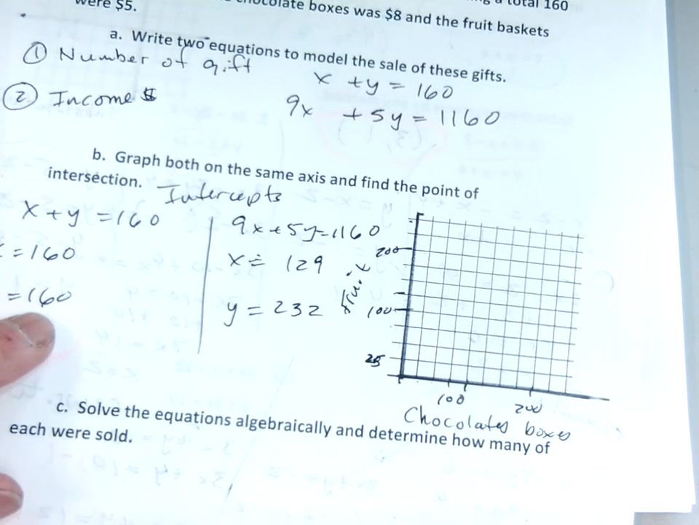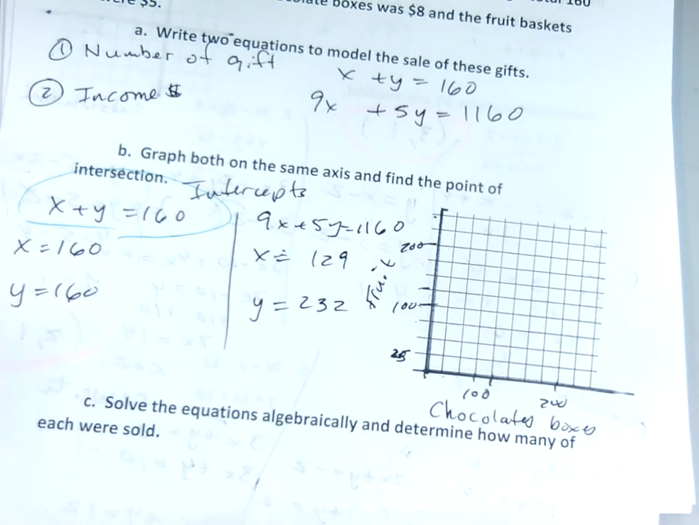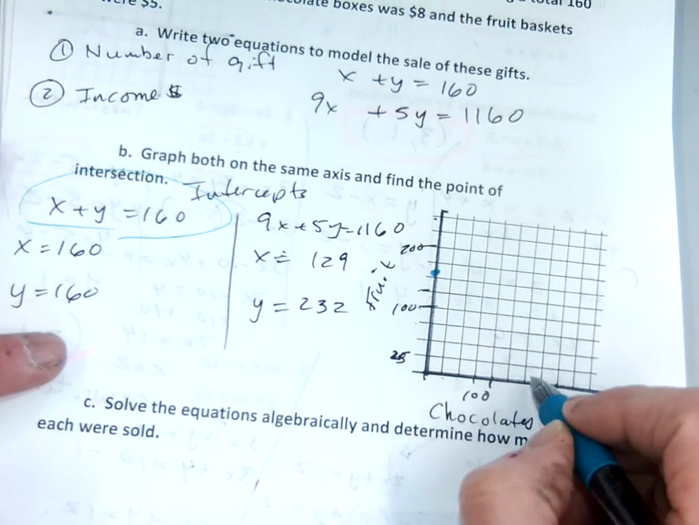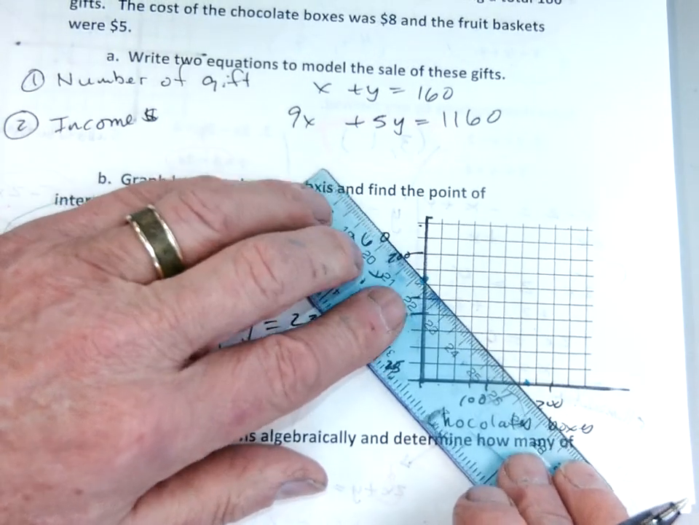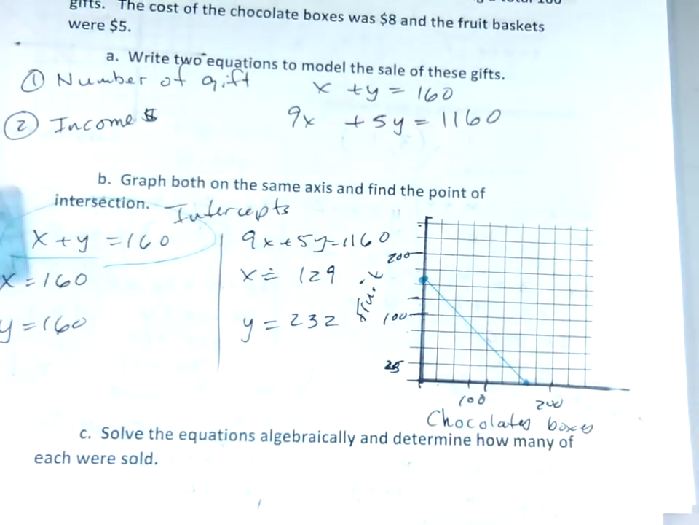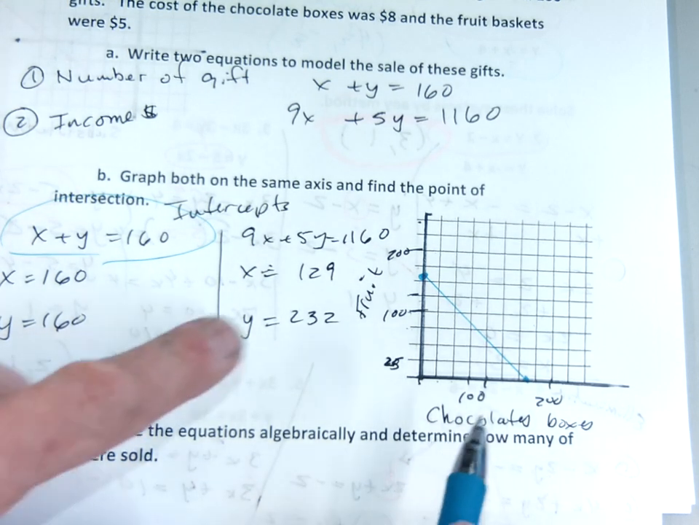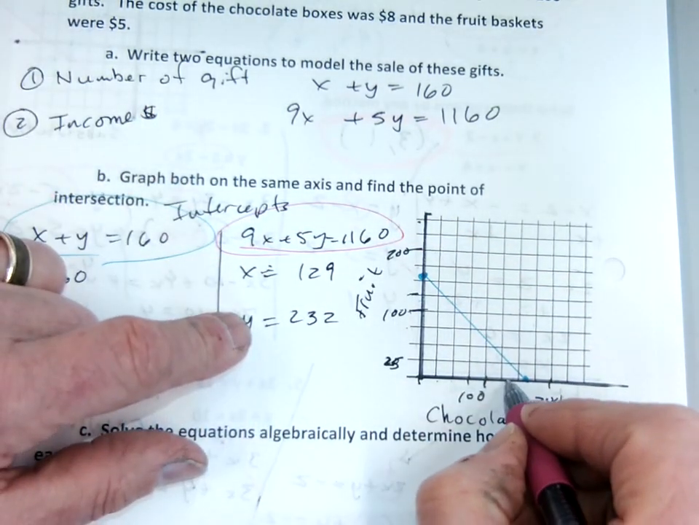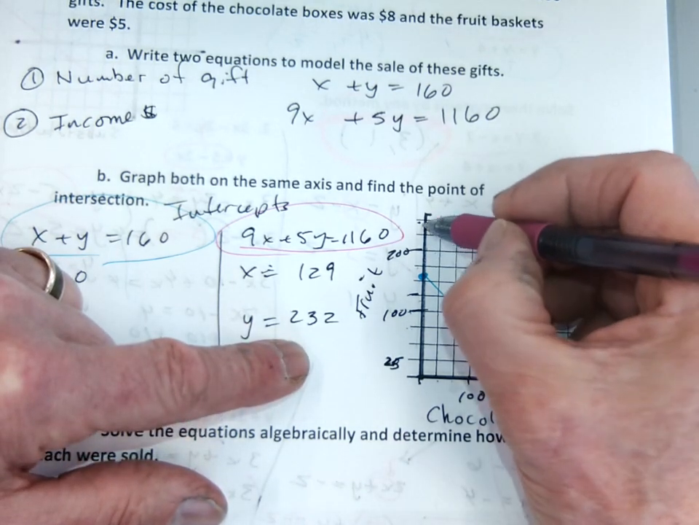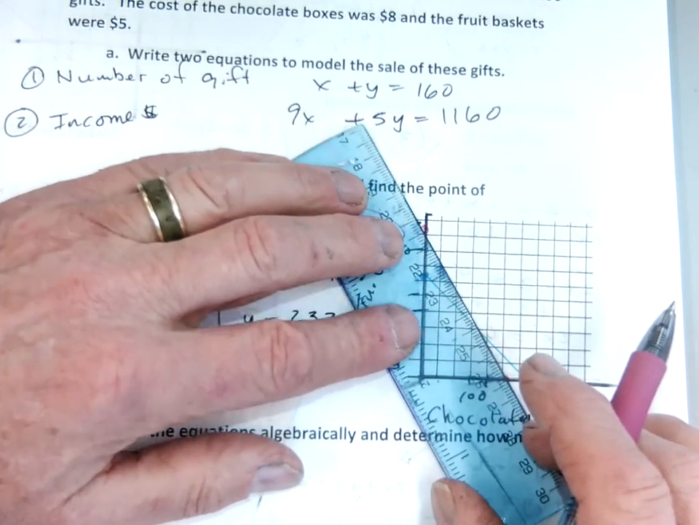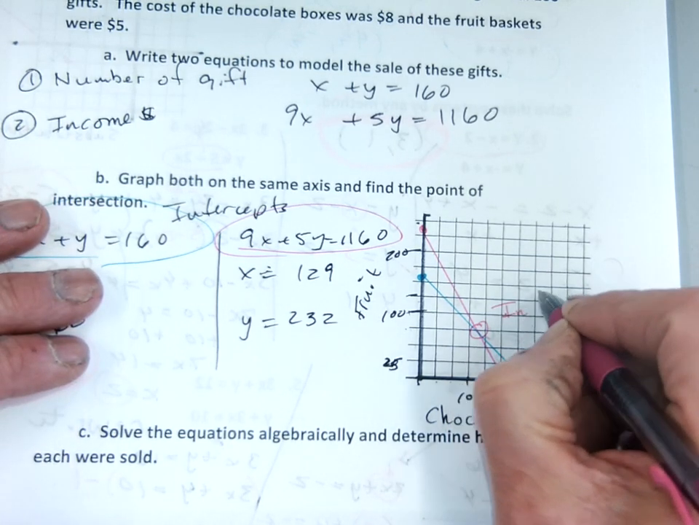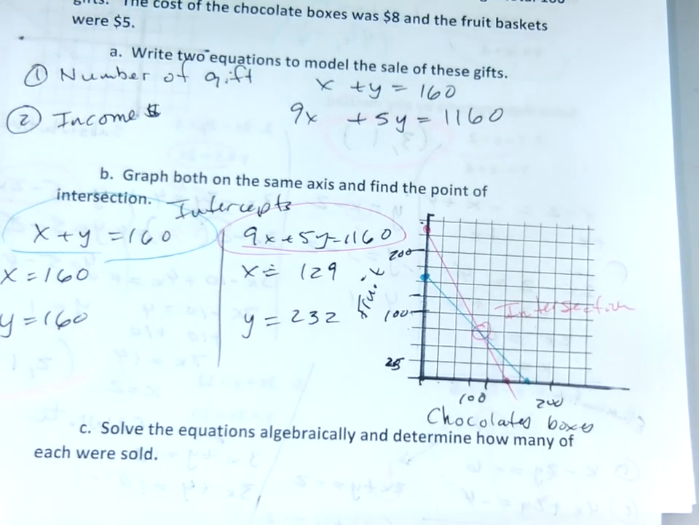All right, so let's see here. I'll do this one in blue. X plus y, so 160 is about there, and 160 is about there. Connect the dots. That's my first equation. And then the other equation, I'm going to have 129 for x. I'll do this one in pink. 129, about there maybe. And 232 is about maybe right up there. So the intersection is right about there. There's my intersection. I know it's there, but it's too hard to tell what it is. So let's do it algebraically.